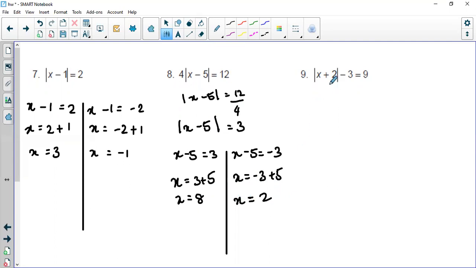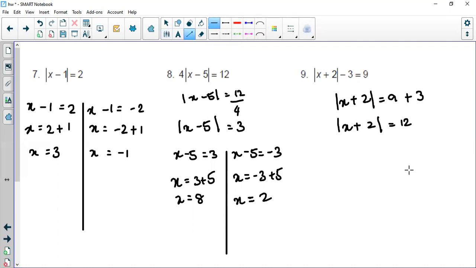Okay, let's move on to question number 9. Now again we need to remove this negative 3 from here, right? So that means first we need to solve x plus 2 equals 9 plus 3. That means absolute value of x plus 2 is going to be equal to 12, right? So now what are you going to do? You have to give the two possibilities. So let's give the two possibilities.